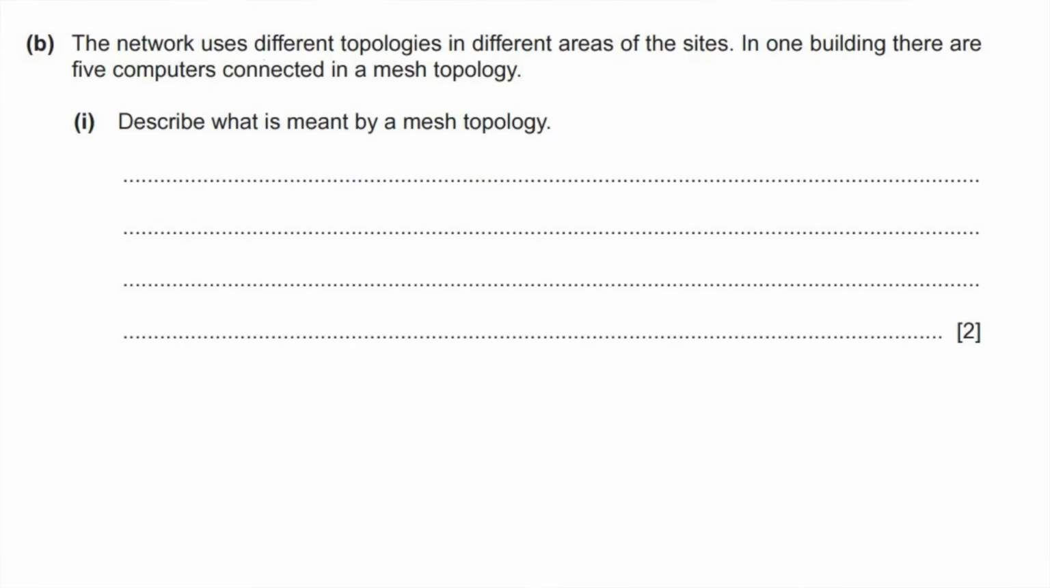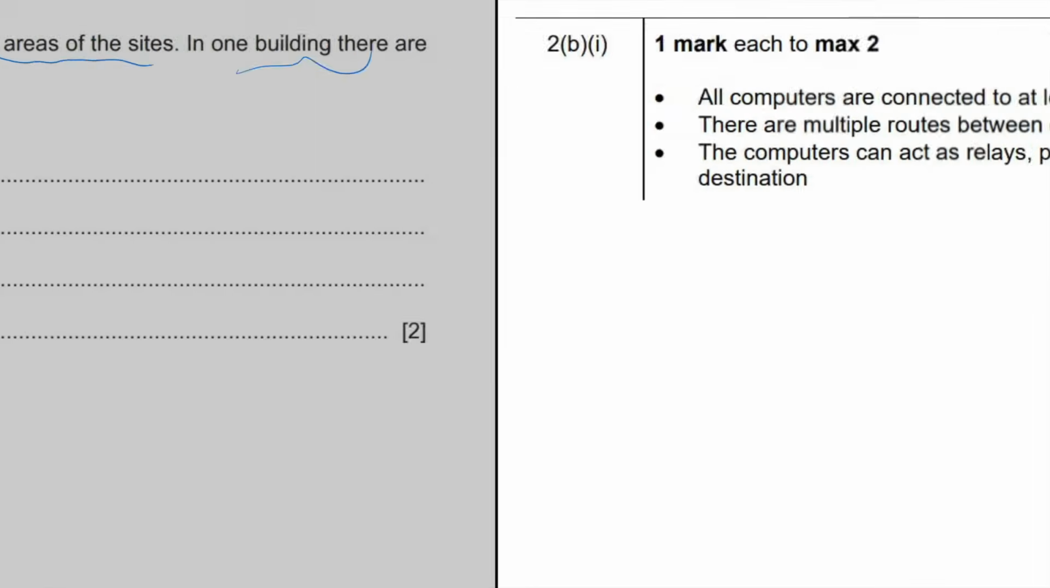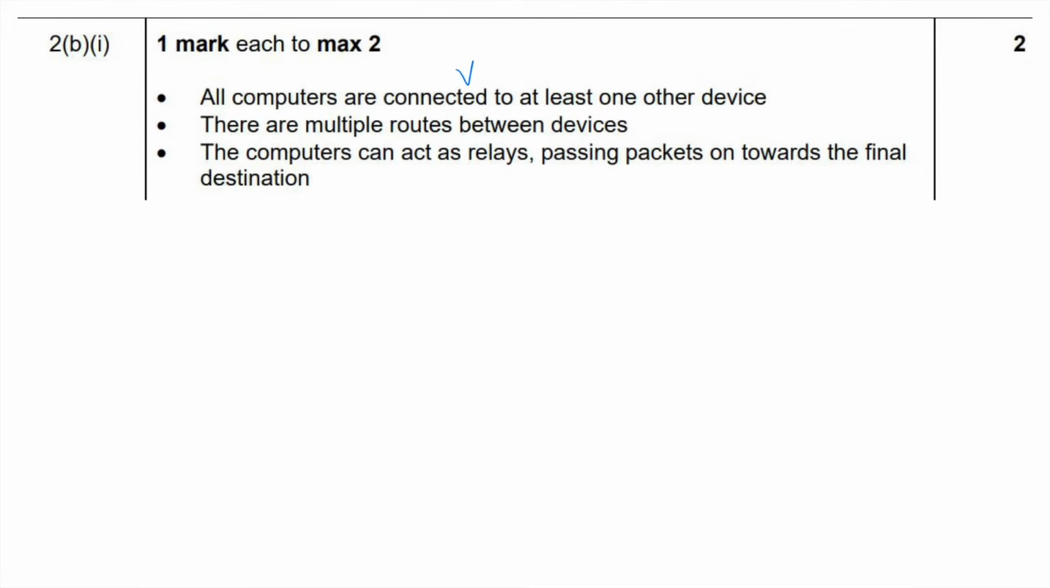So a network uses 5 different topologies in different areas of sites. In one building, there are 5 computers connected in a mesh topology. Describe what is meant by a mesh topology. So all computers are connected to at least one device. There are multiple routes between devices, and computers connect as relays, passing data packets, which you talked about earlier, on towards their final destination.